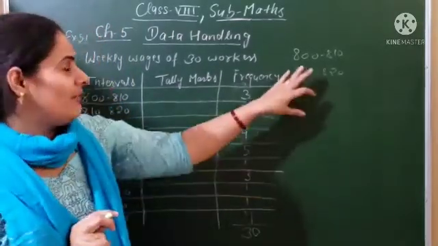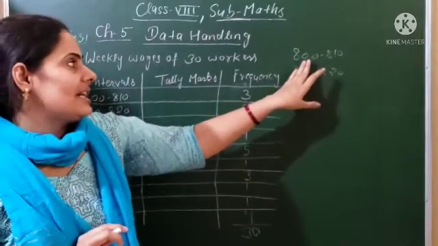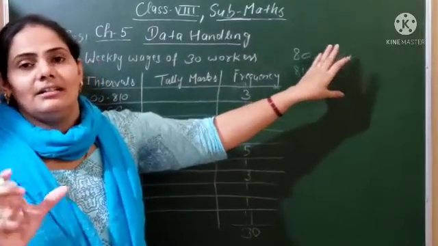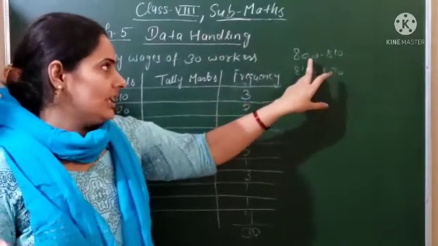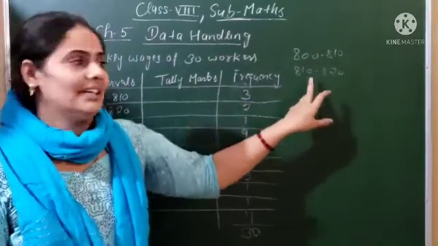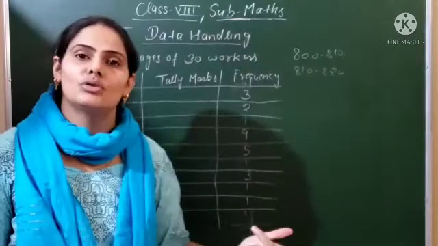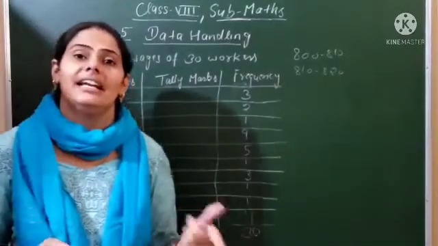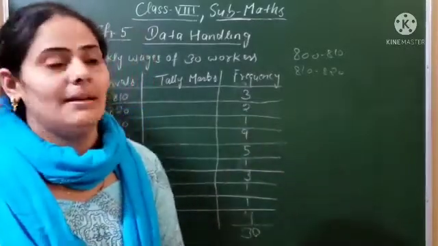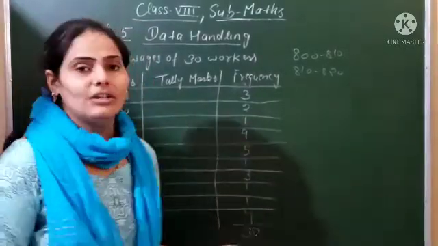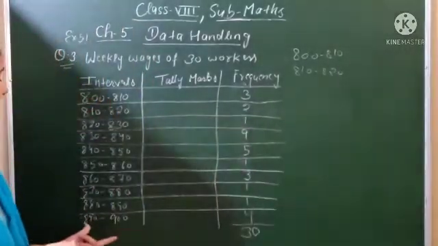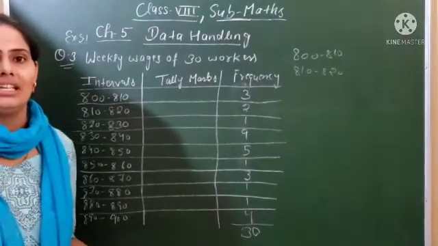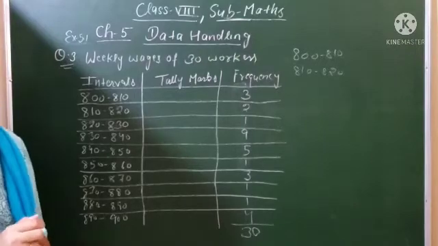So first of all, you will start the interval from 800 and go up with a difference of 10 units: 800 to 810, 810 to 820, and so on. Going on means you have to check the weekly wages, what the maximum wage is. The maximum given is 890 something, 898, so you have to go up to 900.